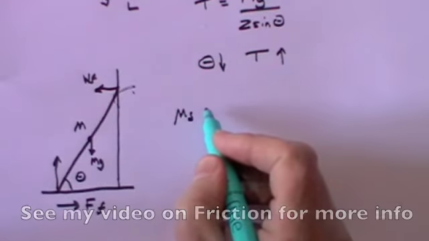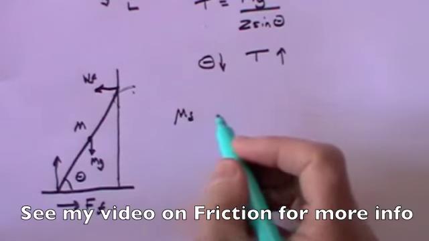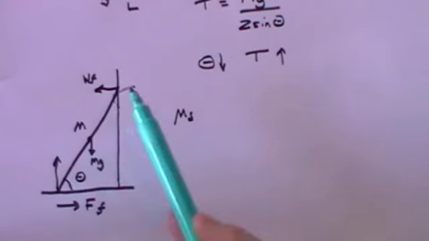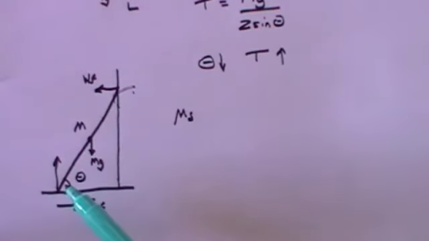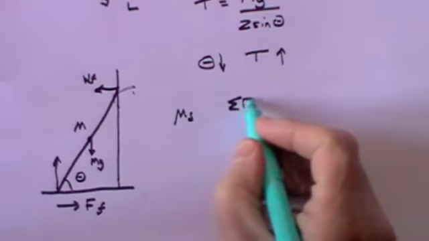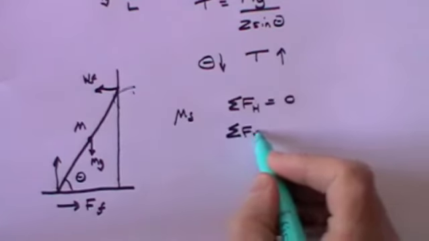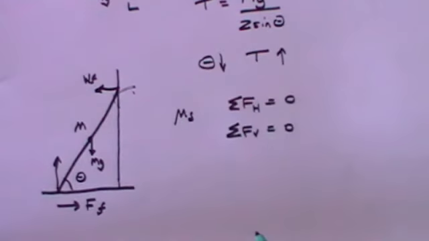There will be a frictional force acting in this direction, opposing the tendency of the ladder to slip in that direction. And we're going to say that the coefficient of friction between the ladder and the ground is μs. Now we want stability, and stability means we don't want this ladder to move. So if there's no movement, there must be no net force. So that means that the sum of the forces in the horizontal direction must be 0, and the sum of the forces in the vertical direction must be 0.